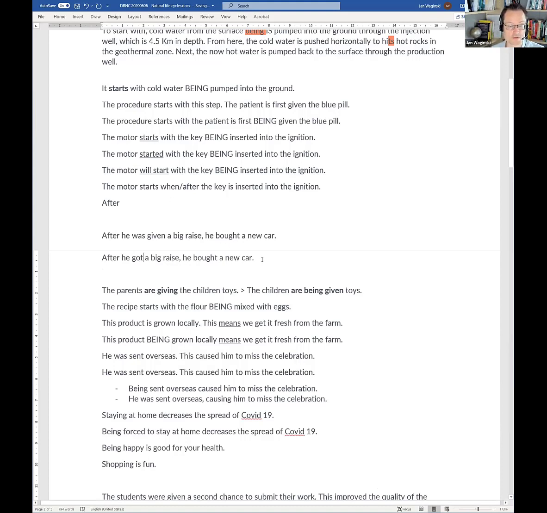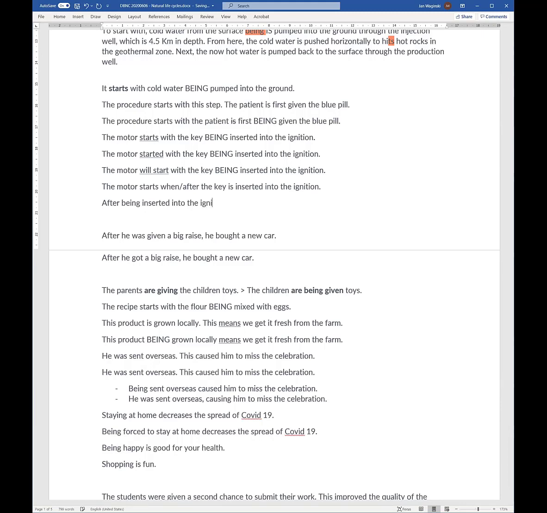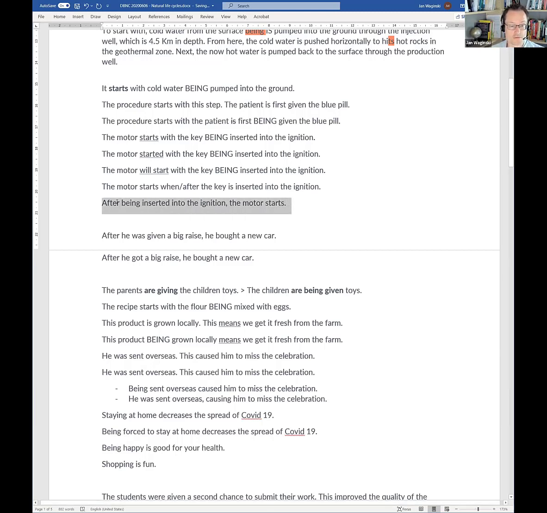I think these two sentences will show you that difference. Can we use the motor starts after the key being inserted? No. After the key is inserted. You could do "after being inserted into the ignition," but this is going to give you an interesting problem. Grammatically it is correct, but it is a syntax problem known as a misplaced modifier. After being inserted into the ignition, the motor starts. So what is being inserted into the ignition?